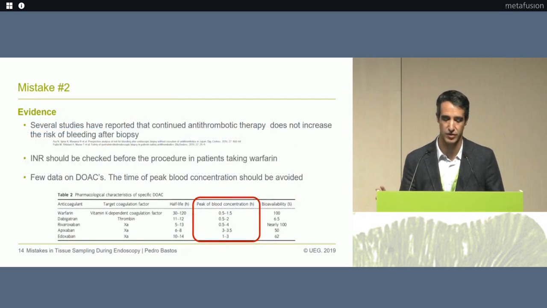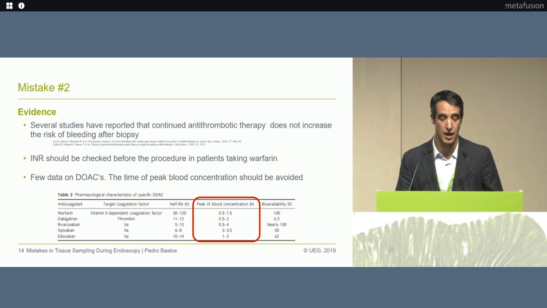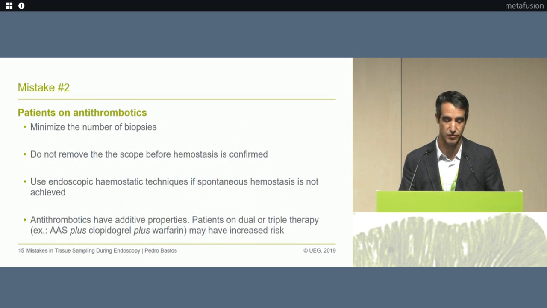So this is kind of controversial in this case, but what we know is that several studies have reported that continued antithrombotic therapy, whether it's antiplatelets or anticoagulants, does not increase the risk of bleeding after biopsy. Of course, the number of patients in these studies is not that large, and if the difference is small, we would need a lot of patients. INR should be checked before the procedure in patients taking warfarin, and there are few data on these new drugs. So as I told you, the time of peak blood concentration should be avoided.